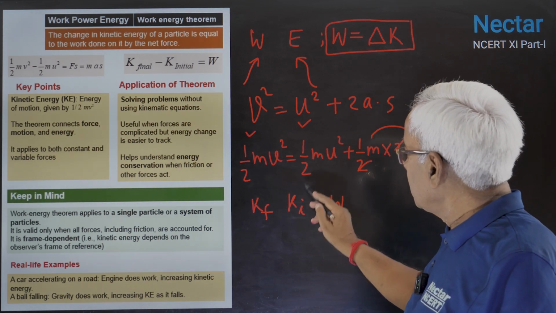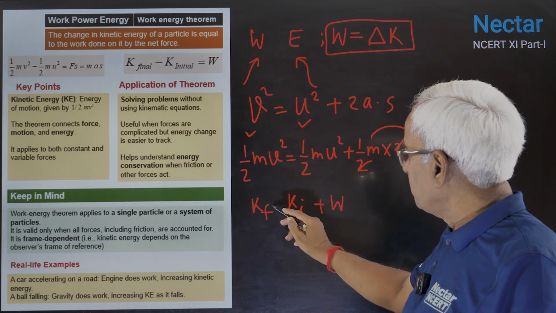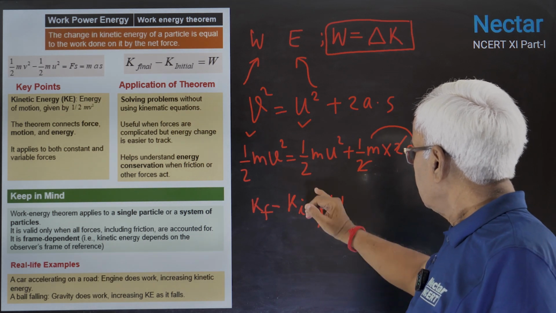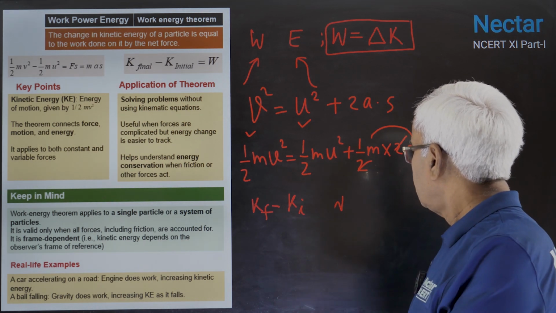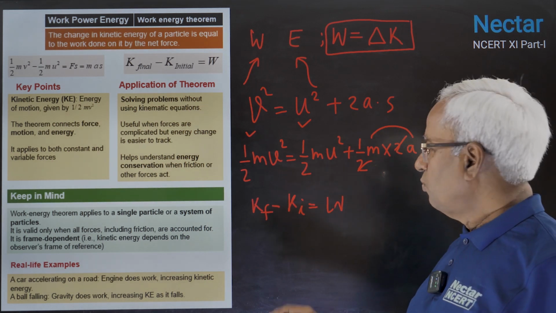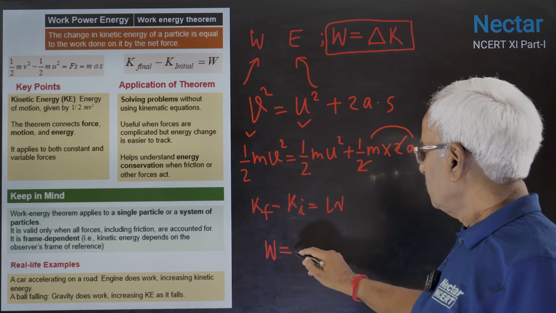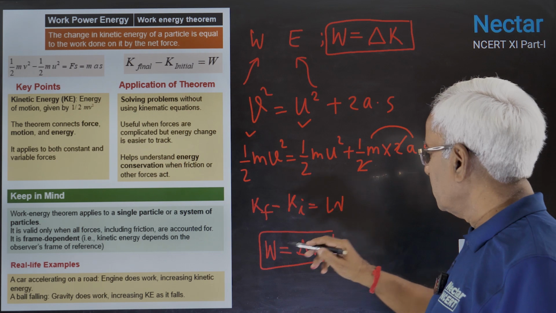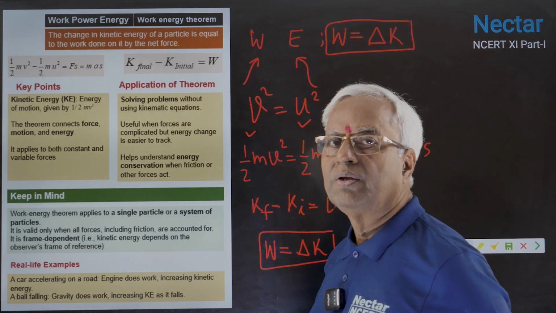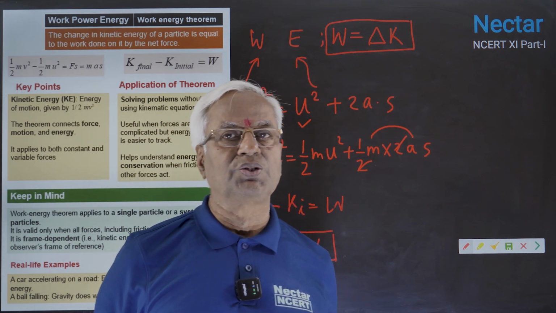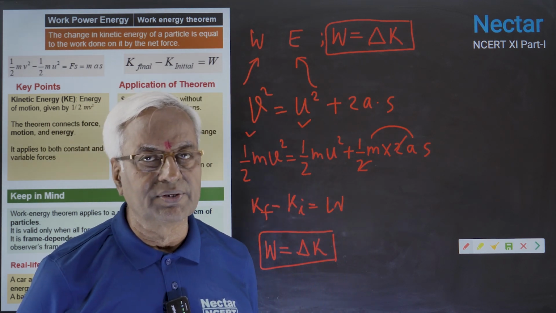If this thing is taken to the left side, this would be a minus sign, and here we can put the sign of equality. Work is equal to change in kinetic energy. This is the work energy theorem. Work done on a system is equal to the change in its kinetic energy.